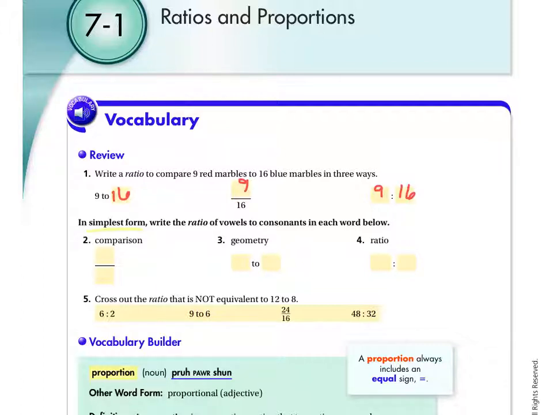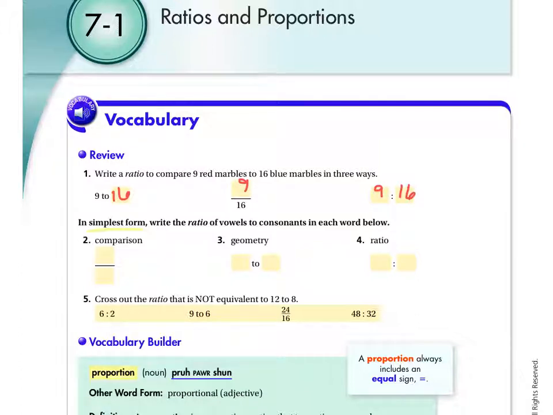you need to write the ratio of vowels to consonants in each word below. How many vowels are there in the U.S. alphabet? A, E, I, O, and U. And I know that sometimes it's Y, but we're not counting Y as a vowel. So there's 5 vowels. So how many consonants would that leave? How many letters in the alphabet? Well, there are 26 letters in the alphabet, 21 consonants, right?